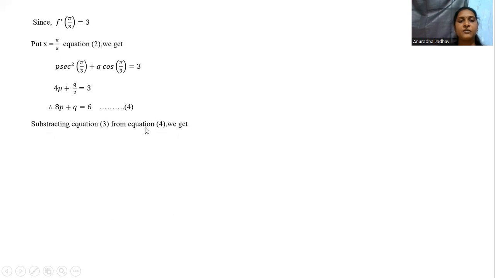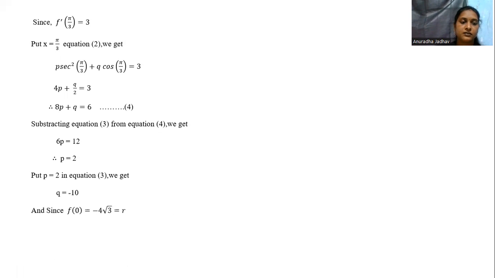Subtracting equation 3 from equation 4, we get 6p is equal to 12, that is p is equal to 2. And put this value in equation 3, we get q is equal to minus 10. Finally, r is equal to minus 4 root 3, p is equal to 2, q is equal to minus 10, and r is equal to minus 4 root 3. And this is our answer.